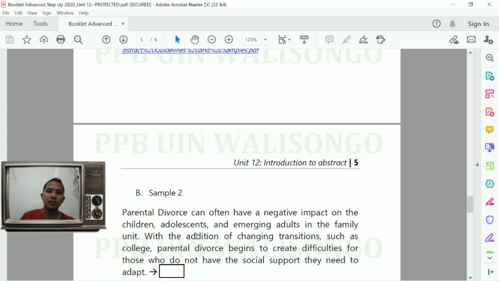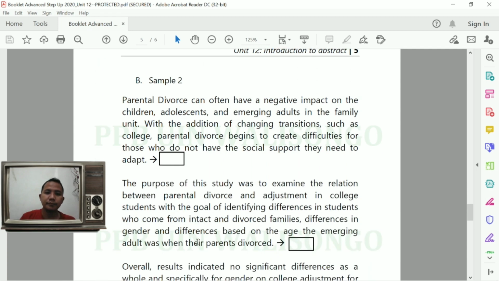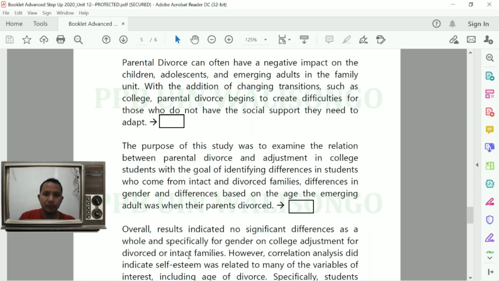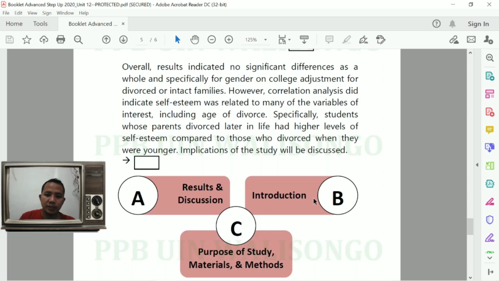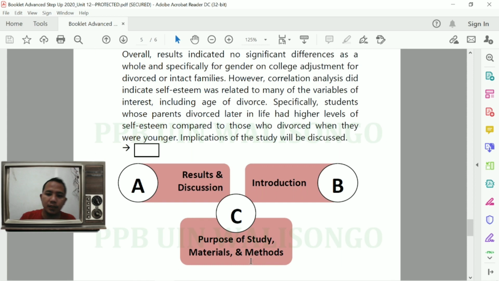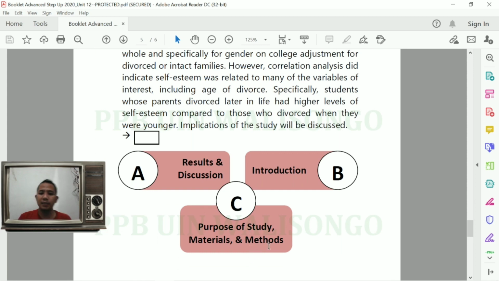The second paragraph ya. Let's see, ada ini ya, sama seperti tadi. Yang A itu adalah result and discussion, B introduction, oh ini ganti susunannya. Ingat, A itu result and discussion, B introduction, dan C adalah purpose of study, materials and methods. Jadi sama ya hasilnya: introduction, materials and methods, and result discussion. Tapi ini adalah A, B, C. Kita lihat di sini.